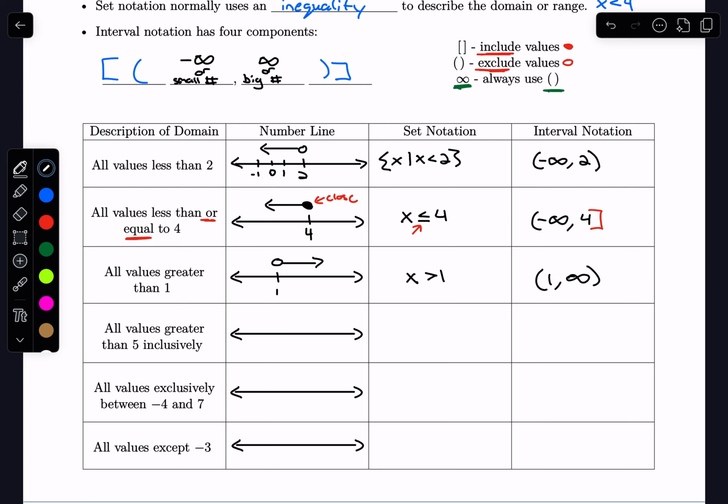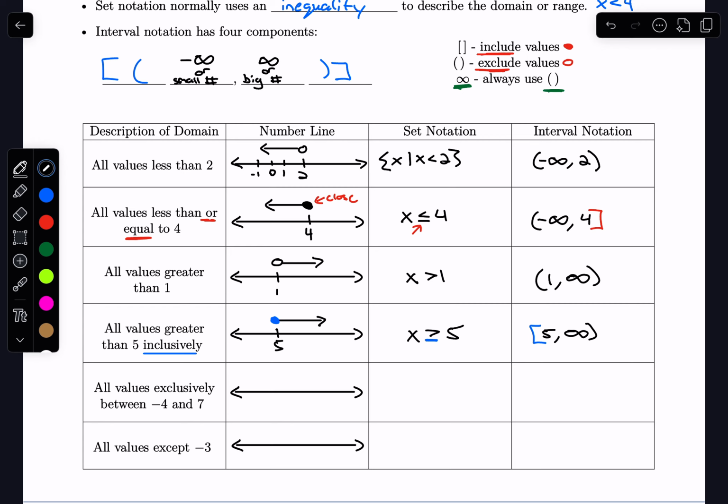Then we have all values greater than 5 inclusively. Okay, this word inclusively means to include that number. So all values greater than 5 means we're going to start at 5 and go up to the right, but we're going to close the dot because it's inclusive. So let me go ahead and put that dot in blue to make it a little more clear. We're going to close that dot. So this is all x greater than or equal to 5. So I'm going to add the or equal to it. And then because it's including 5, we're going to put a bracket on the 5 and go all the way up to infinity. But again, infinity always gets a parenthesis.